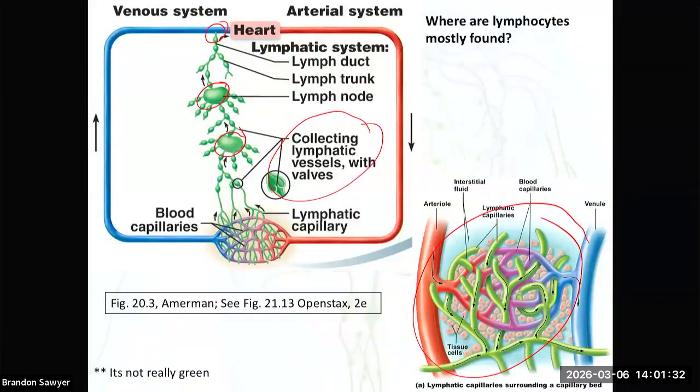So lymphocytes are mostly found in lymph nodes. The three main ones we'll talk about are our B cells, our T cells, and those natural killer cells that we talked about, which are lymphocytes.